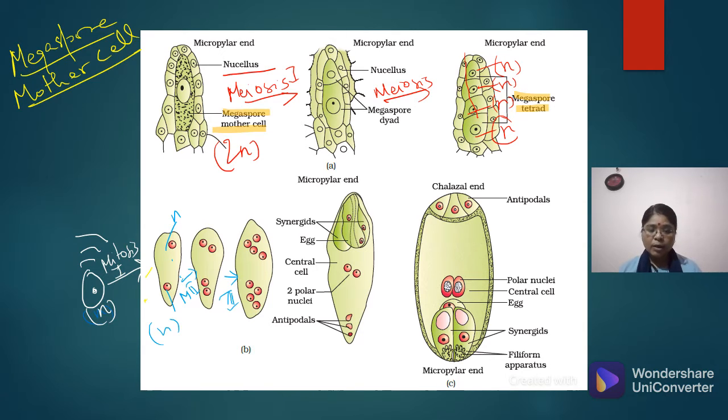Now in the embryo sac, what changes do you find? You find that 3 nuclei move to one pole, and 3 move to the other pole.